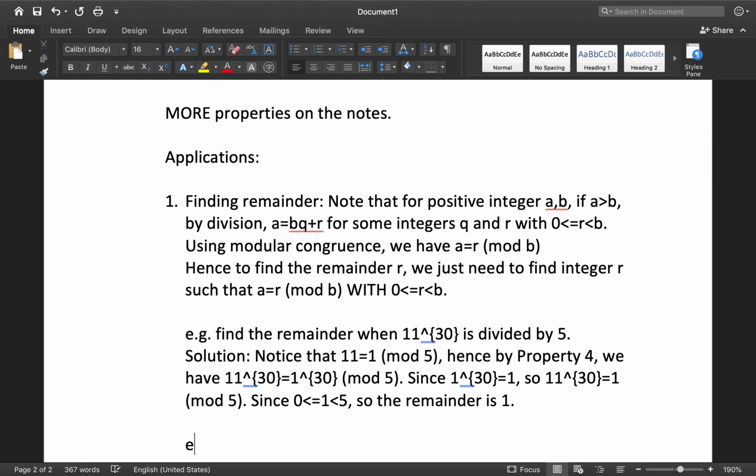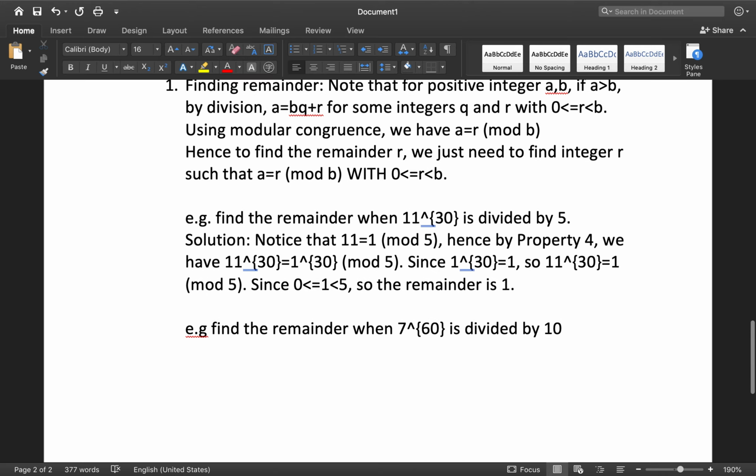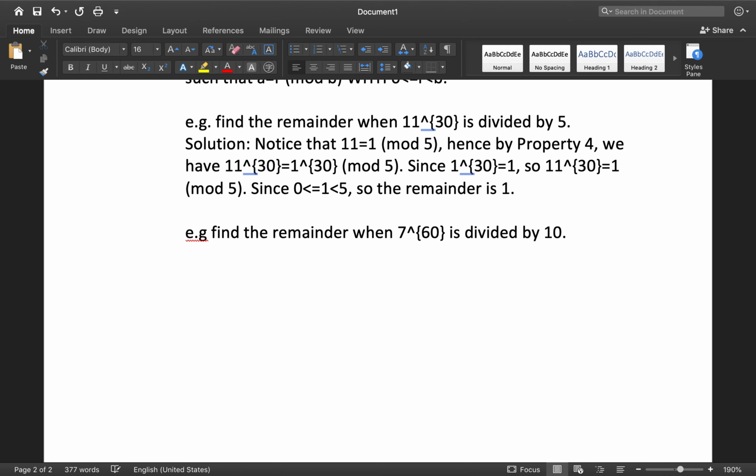Now let me show you another one. For example, find the remainder when 7 to the power 60 is divided by 10. Now, if you want to find the remainder, how can you do that? Let's just do it.